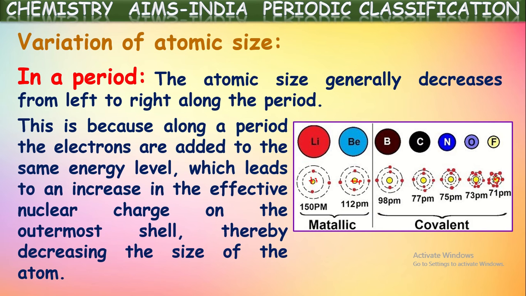Okay, generally we may assume that as the number of electrons in the outermost shell increases in a period from one element to another, the size might increase, we may think. But here in fact it is decreasing from left to right, because effective nuclear charge is being increased on the outer electron cloud, thereby the size decreases. Okay, in a period from left to right, atomic size decreases.